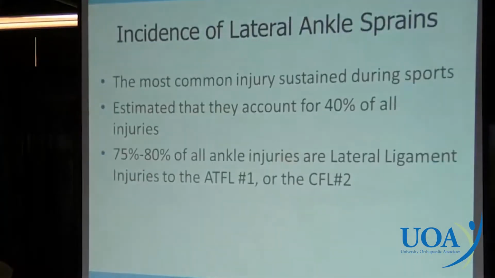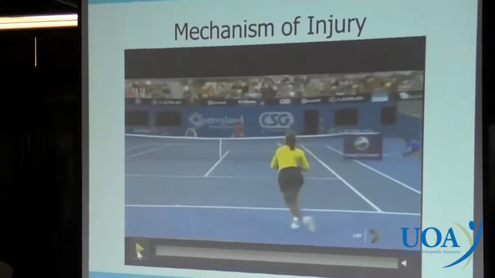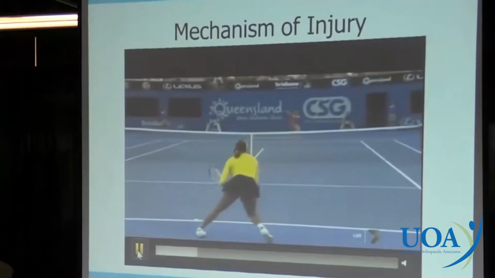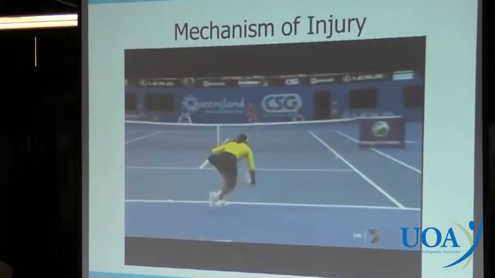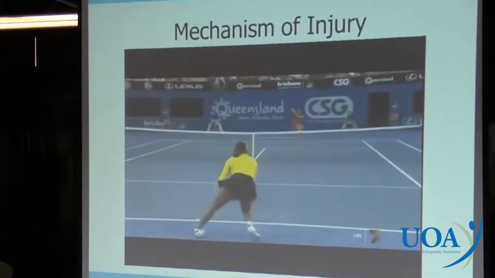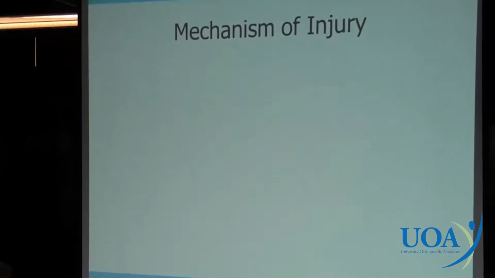So if we look at the mechanism of injury, here's Venus Williams, plant, pivot, and the ankle just goes. That's the classic mechanism for a lateral ankle sprain, or injury to the ligaments laterally.